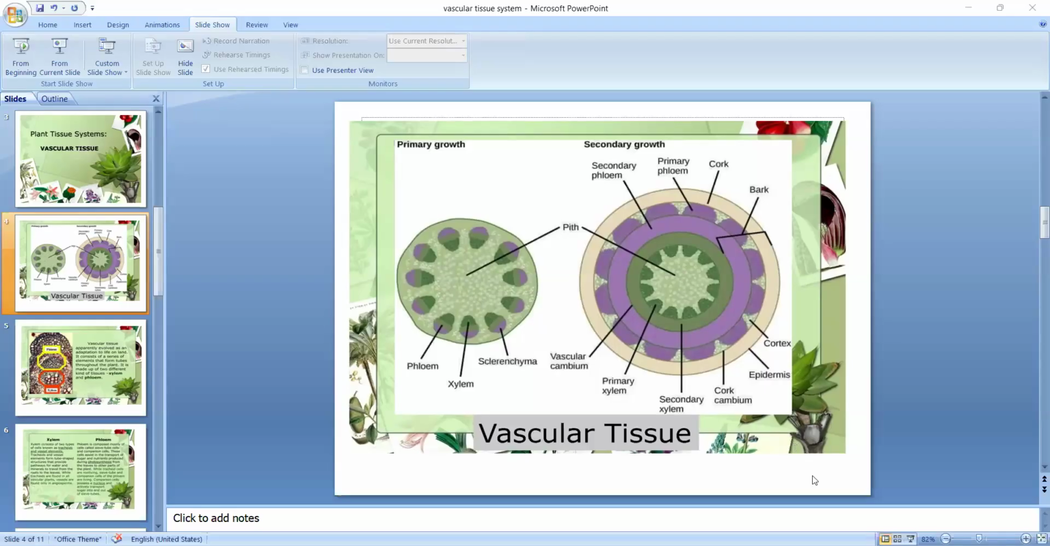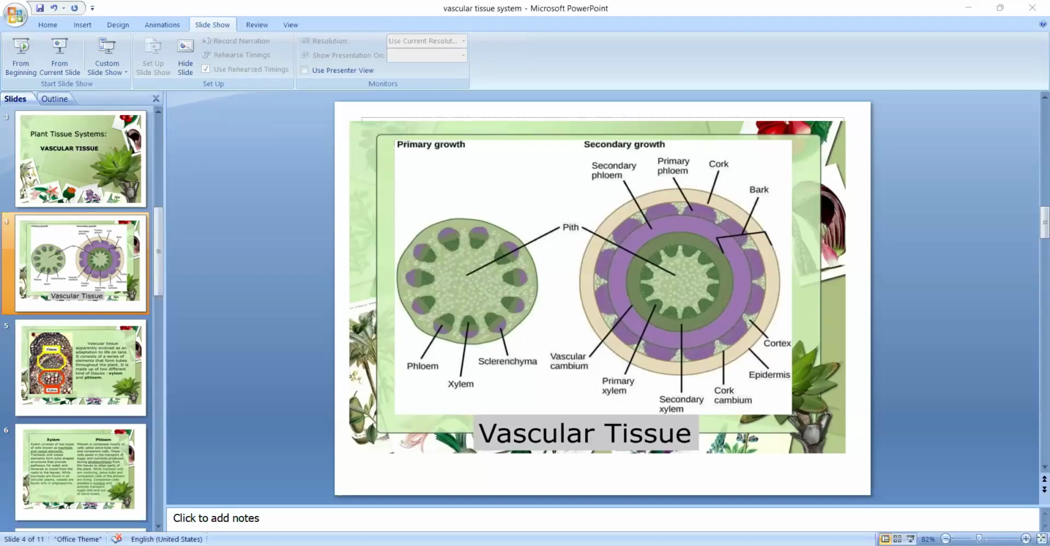Radial, I1 is radial. Radial means the xylem and phloem are arranged on different radii, alternating with each other. See here, this is the xylem, this is the phloem. So the xylem and phloem are arranged on different radii alternating with each other. This arrangement is the most primitive one. Example, roots of seed plants.